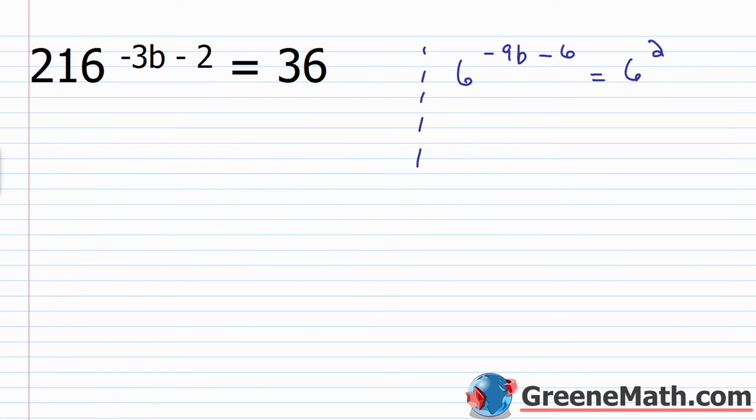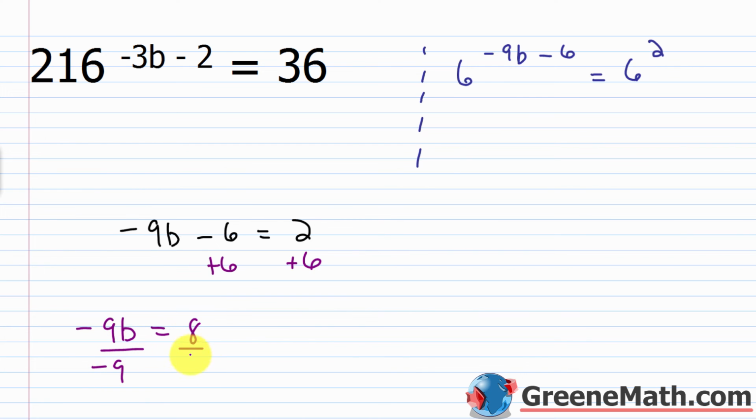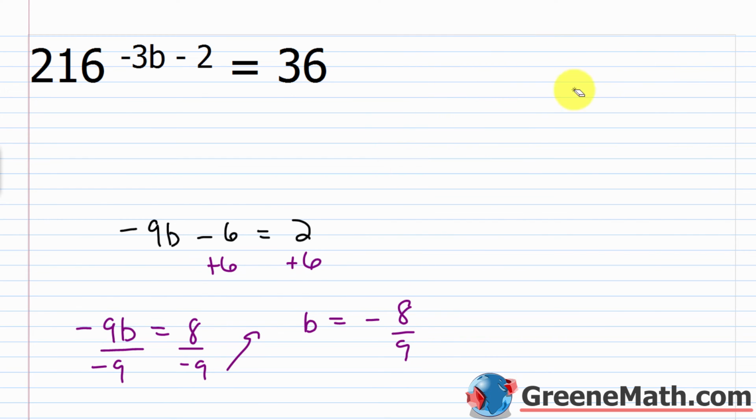So in other words, I will have the equation -9b minus 6 is equal to 2. I will add 6 to each side of the equation. That will give me -9b is equal to 8. Divide both sides of the equation by -9. This will give me b is equal to -8/9. So my solution set here will contain one element, just -8/9.